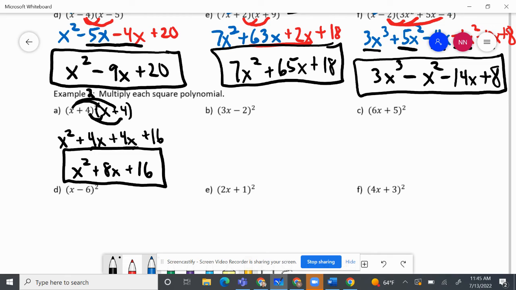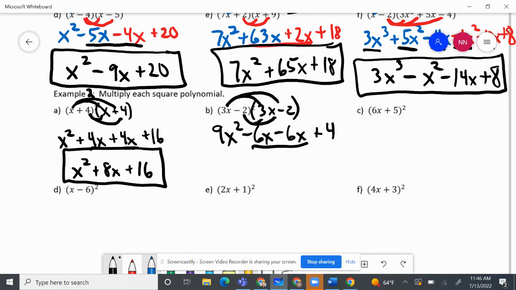So for the next one, once again, whenever we see it squared, what we're going to do is write it again. The squared means that there's 2 of the same. So there's 2 binomials that are exactly the same. It's called a square binomial. And we multiply the 3x times the 3x is 9x squared. 3x times the negative 2 is negative 6x. Negative 2 times the 3x is negative 6x. And negative 2 times negative 2 gives us a positive 4. We see that we have the same value, 9x squared minus 12x plus 4.